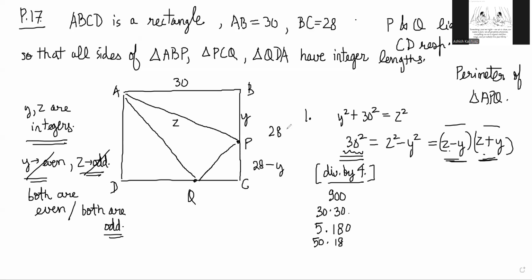See, first of all, we know that y is less than 28, right? We know that for sure. So we need to check Pythagorean triplets in such a way that something square plus 30 square is another square. That's what we need to figure out.